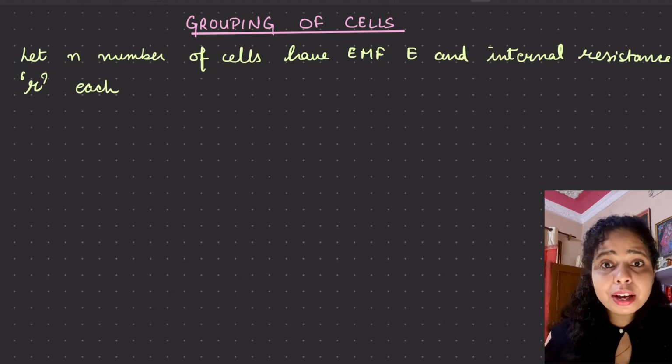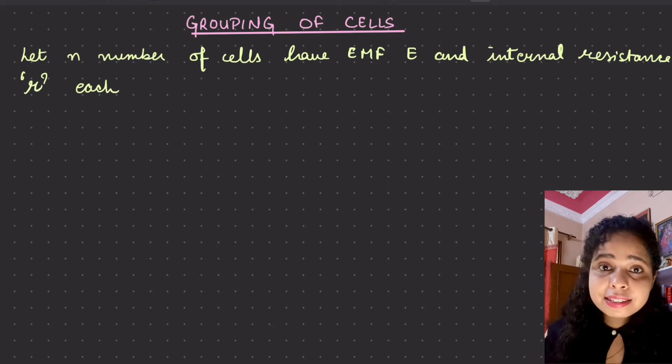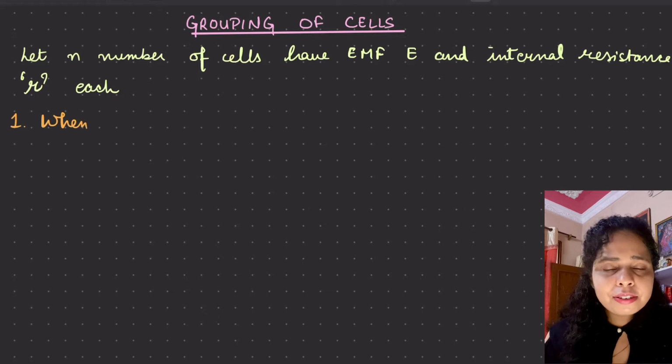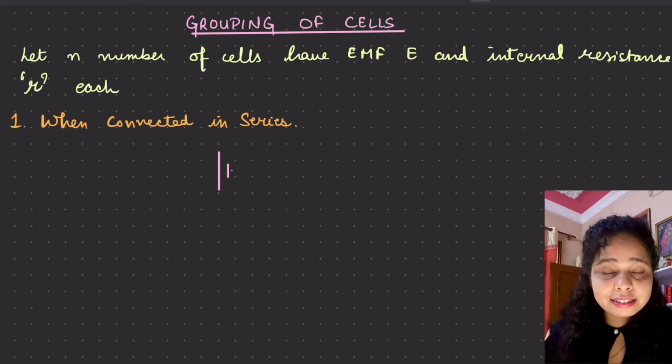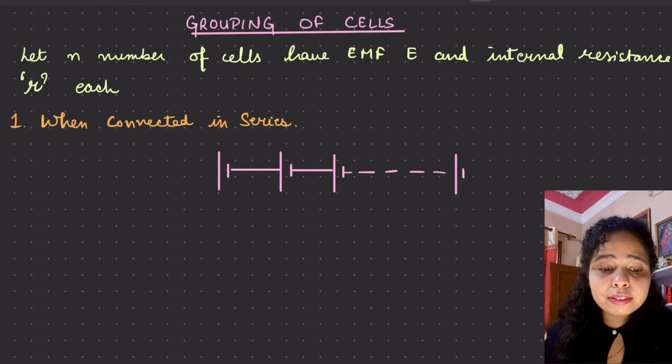So if we are having n number of cells, we will talk about the grouping of these cells when these cells are connected in series. So the first case is when n number of cells, each of EMF capital E and internal resistance small r, are to be connected in series. First of all, let us mark all these cells in series. So we have to join all these cells in series. Let us complete this combination, and as we have to withdraw current from these cells, we have to attach external resistance capital R in series with this grouping.